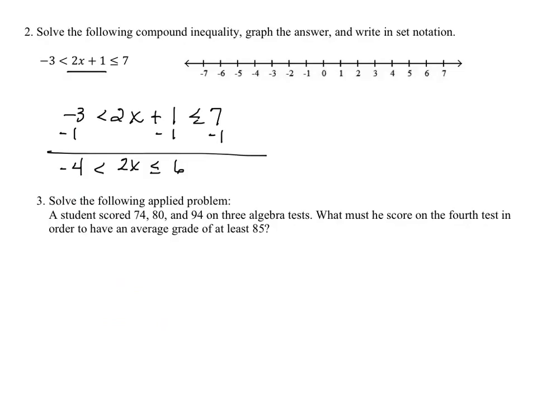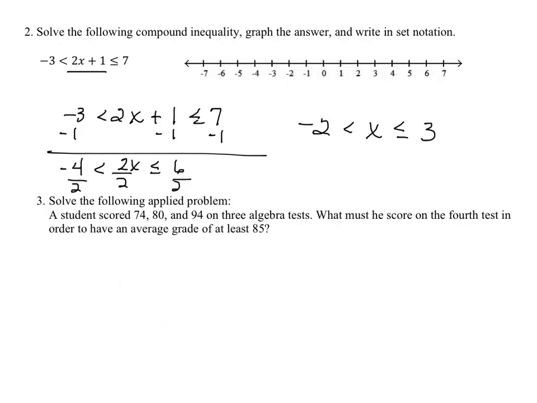And I'm lucky. Why am I lucky? Because 2 is positive in front of the x, so I don't have to worry about the inequality signs being reversed. So I'm going to divide everything by 2, because I'm solving two things at once. So negative 2 is less than x, which is less than or equal to 3.